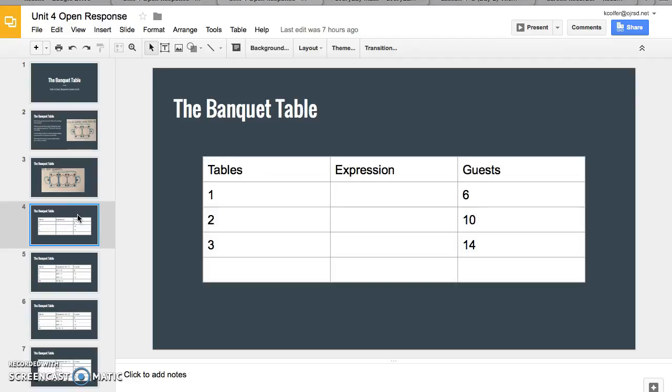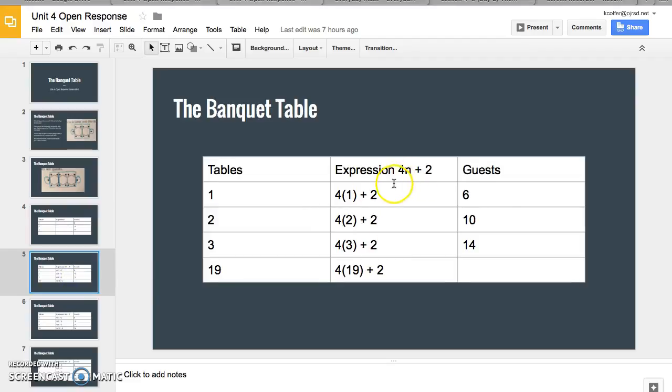So this was the information that was given to me in those first pictures of my problem. With 1 table, I had 6 guests. So you want to start thinking about how can I get from 1 to 6. At 2 tables, I had 10 people. 3 tables, I had 14 people. So again, how do I get from this number, tables, to this number, guests? Knowing that 4 people can sit at each table, and I have those constant 2 people at each end.